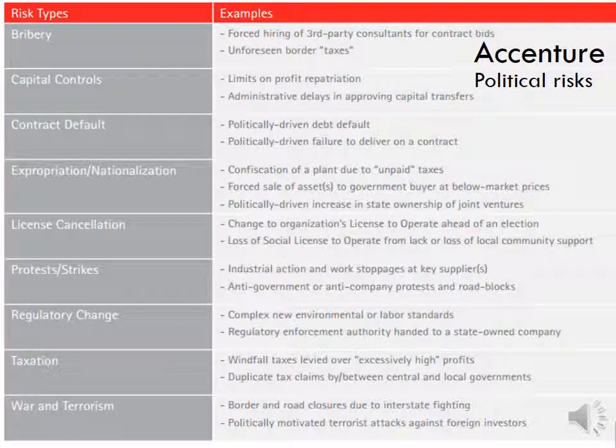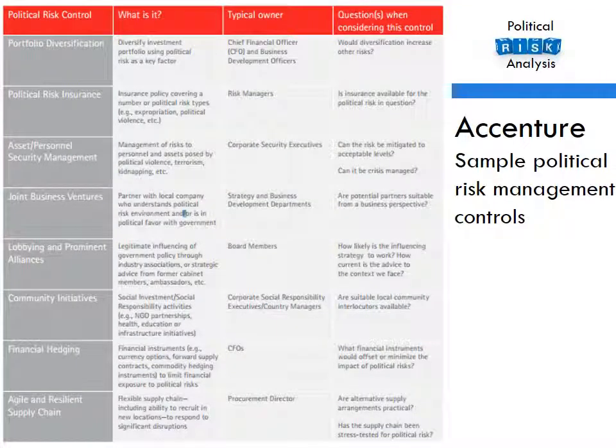Next we turn to two private consulting firms for managing risk. You will see on this slide two columns, risk type and examples. Compare this list with slide 5. You will see some additional political risk types like taxation and bribery. This slide lists suggested risk management controls by Accenture, ranging from portfolio diversification through to community initiatives and supply chain resilience. Take a look to read through these.